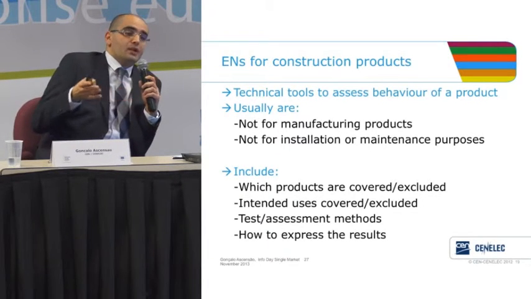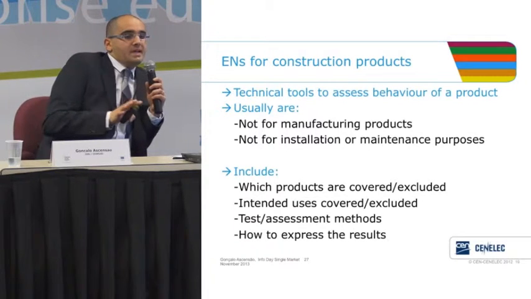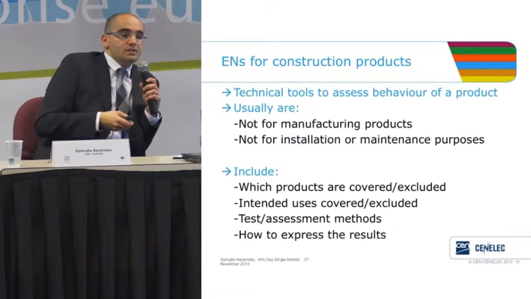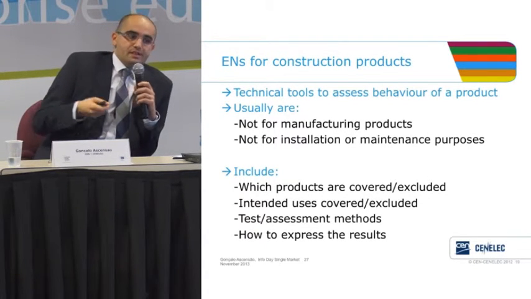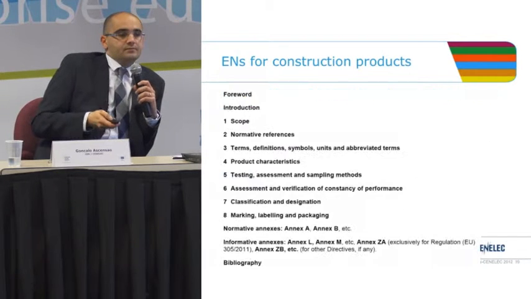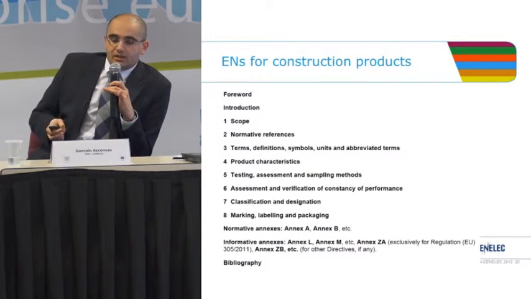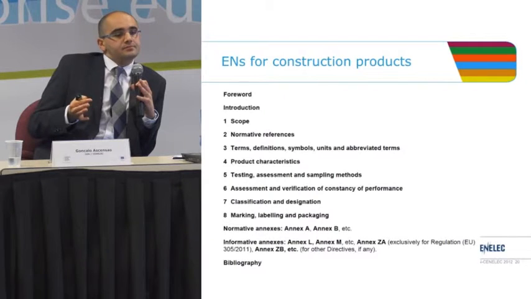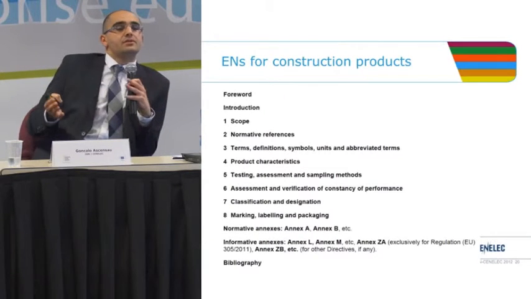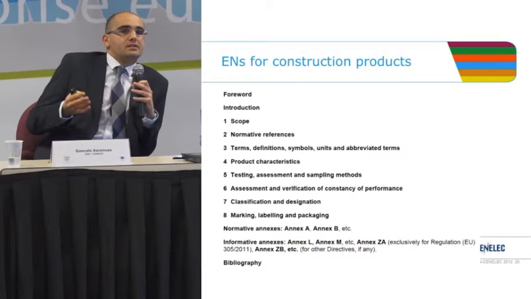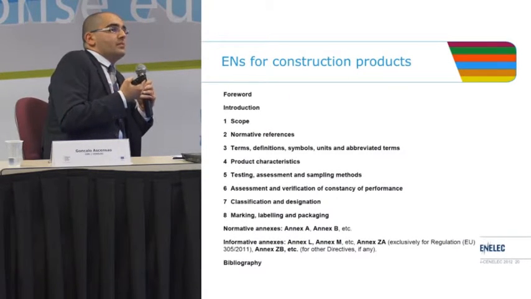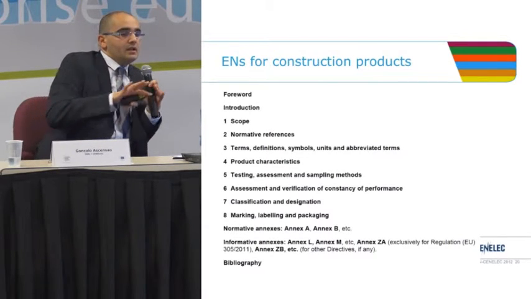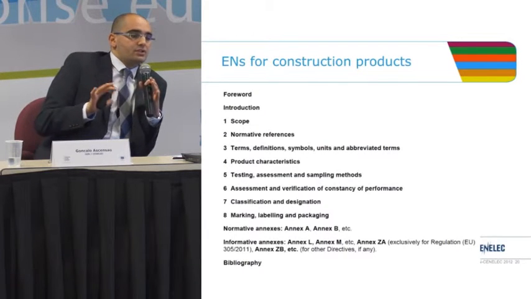The standard should include clearly, though it may not always be the case, which products are covered and excluded, the intended uses, which are the test or assessment methods, and how to express the results. We have been working internally to ensure that all revisions of standards clearly have all the information needed afterwards for CE marking and preparing the declaration of performance, and that the information is clearly structured in a certain way. This is our ideal structure for a harmonized standard.